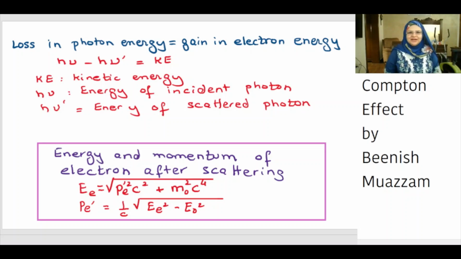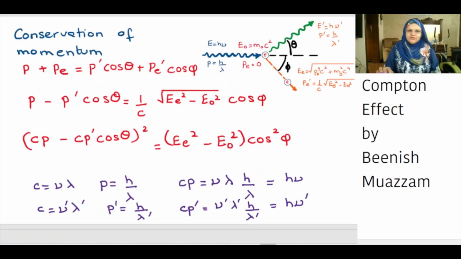Momentum of electron after scattering Pe prime is equal to 1 over c under root E squared minus E naught squared, where E is the energy of electron after scattering and E naught is the rest energy of the electron. If you notice, both equations of energy of electron and momentum of electron after scattering are the same. They just have been rearranged. We will use the principle of conservation of momentum. Momentum is a vector quantity, therefore we will take direction into account.